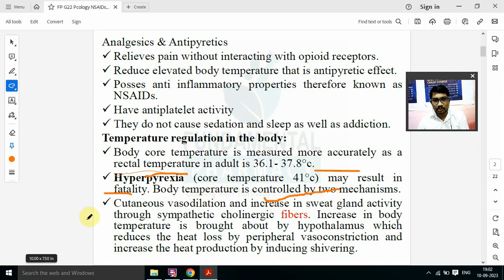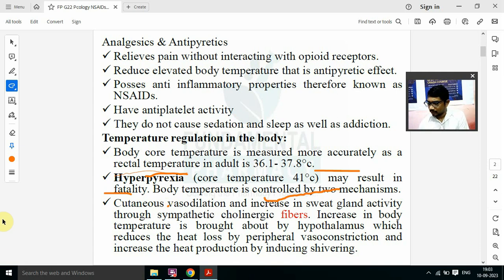First, suppose that your body temperature is increased more than normal, you have a fever. So what will happen? Your body will try to decrease that body temperature. Body will try to manage that body temperature up to normal. So how will it decrease? Your own body will try to bring it down.